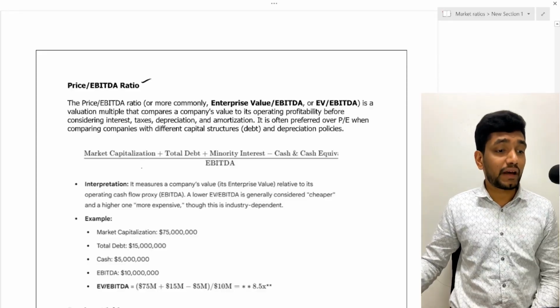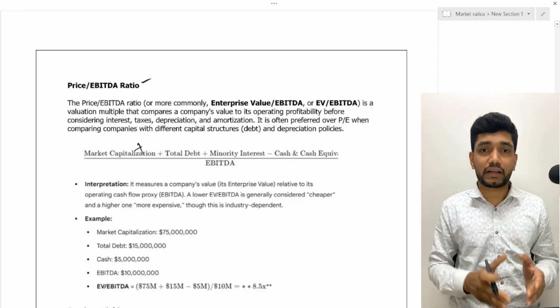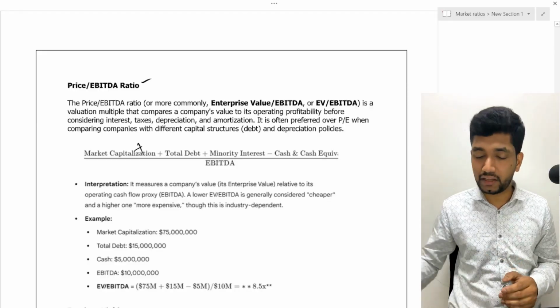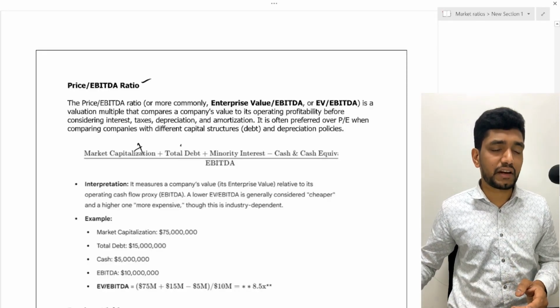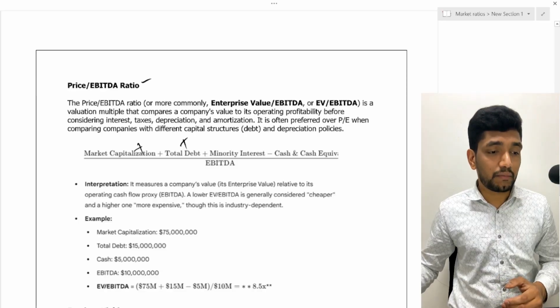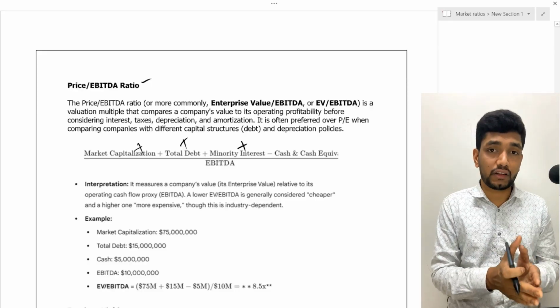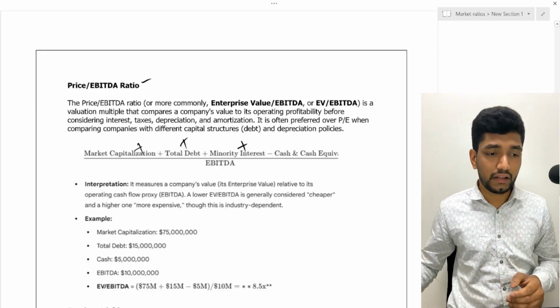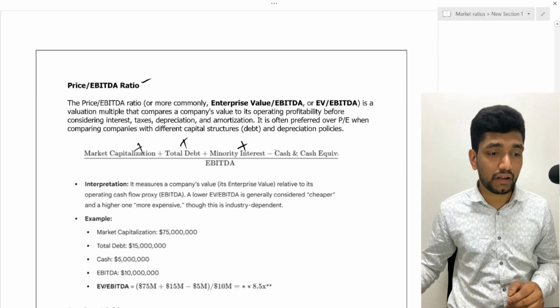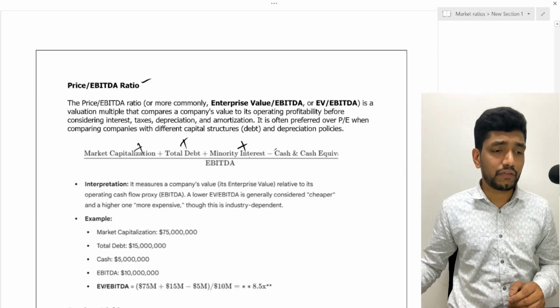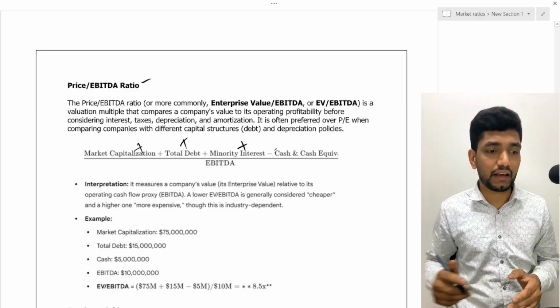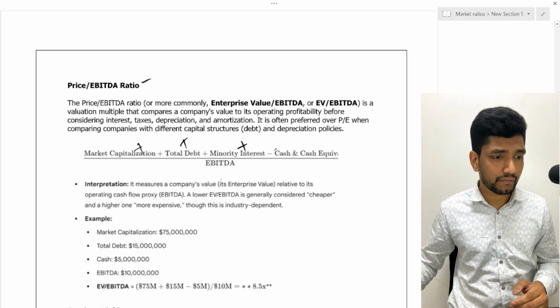The formula is market capitalization, that means the total market value of the common shares outstanding, plus the total debt, that is also an investment, plus the minority interest. If there is any minority interest belonging to related parties in this company, that is also considered. Then we have to subtract cash and cash equivalents from this, and compare it with the earning before interest and tax, depreciation and amortization.